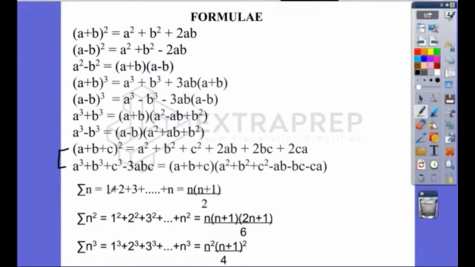Sigma n is nothing but 1 plus 2 plus 3 plus 4 plus so on up to n, and the formula is n into n plus 1 by 2. Sigma n square is 1 square plus 2 square plus 3 square plus so on up to n square, and the formula is n into n plus 1 into 2n plus 1 by 6. Sigma n cube is 1 cube plus 2 cube plus 3 cube plus 4 cube plus so on up to n cube, and the formula is n square into n plus 1 whole square by 4. It's nothing but sigma n whole square.